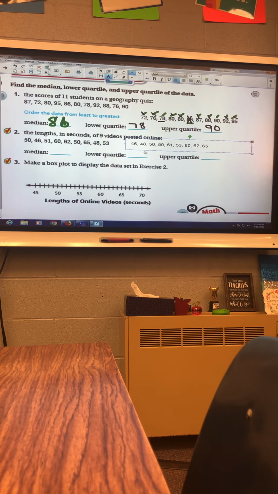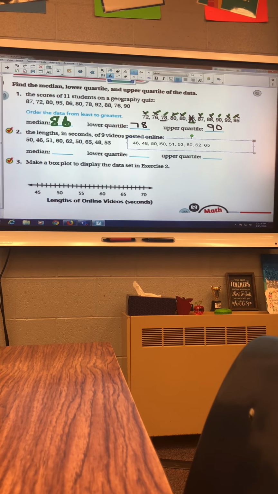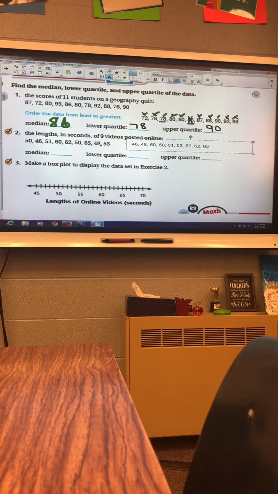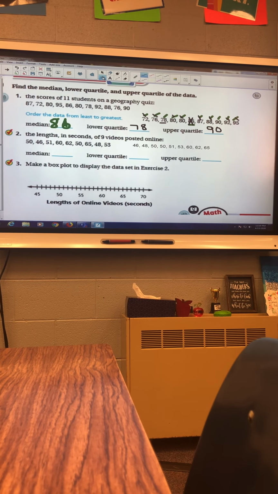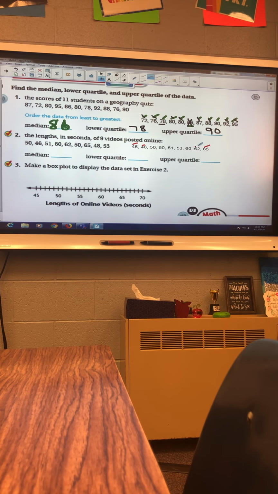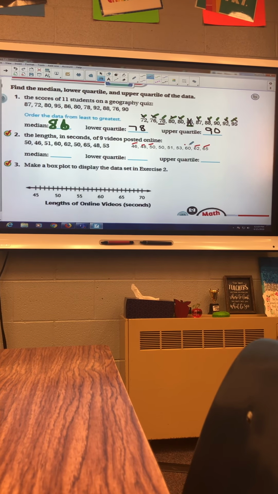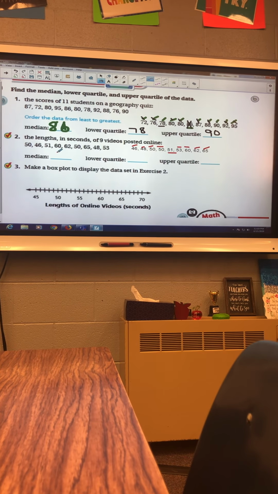Gonna make sure I have them all. 1, 2, 3, 4, 5, 6, 7, 8, 9. I have 1, and then I should have 9. Okay, so to find the median, I cross from left to right. So left, right, left, right, left, right, left, right. So I have 1 in the middle. So your median is 51.